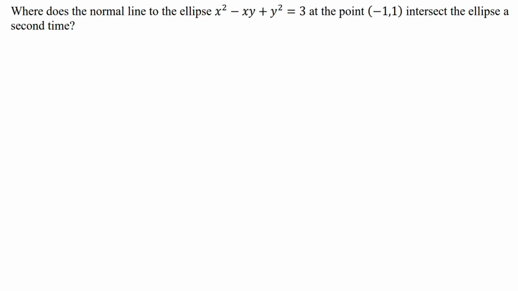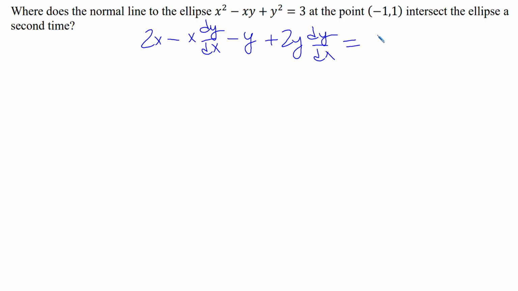So we'll start that off by taking our derivative. The derivative of x squared is 2x. The derivative of minus xy, we'll use the product rule: minus x times dy/dx, and then minus y times the derivative of x. And then we'll also have a plus 2y dy/dx for our y squared. And equals 3, its derivative will be 0.